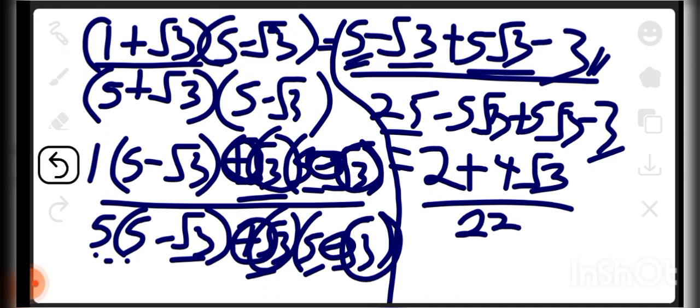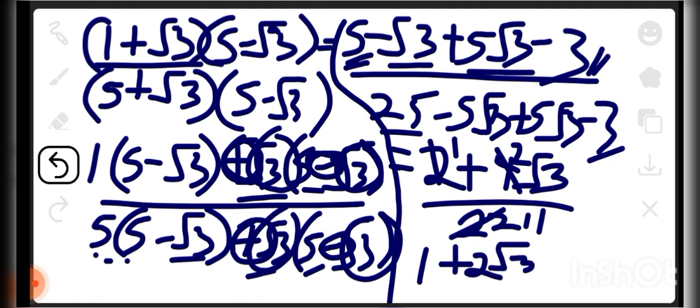So the next thing is that between here, here, and here, 2 is common. 2 can divide everything there. So just divide everything by 2. 2 here is 1, 2 here is 2, 2 here is 11. So we're going to have 1 plus 2 root 3 divided by what? 11. Everything divided by 11. That will be the final answer. 1 plus 2 root 3 divided by 11.